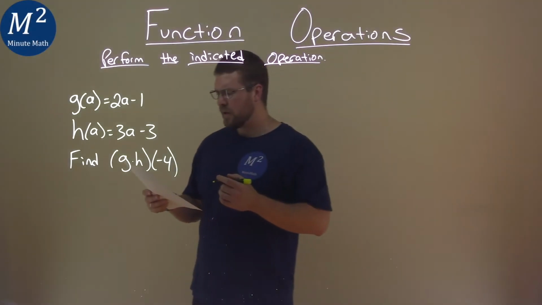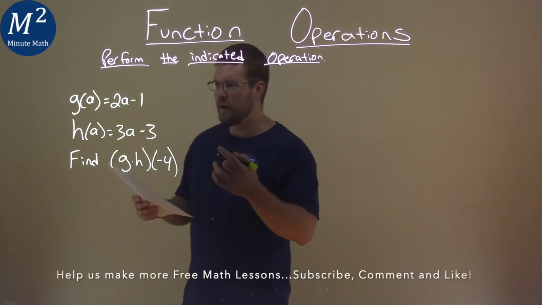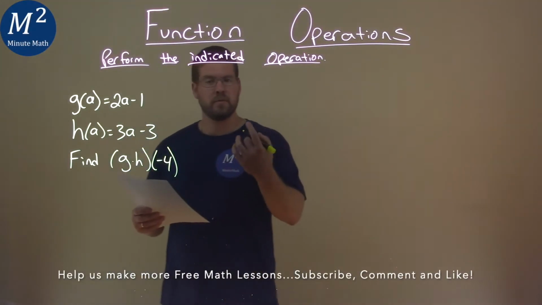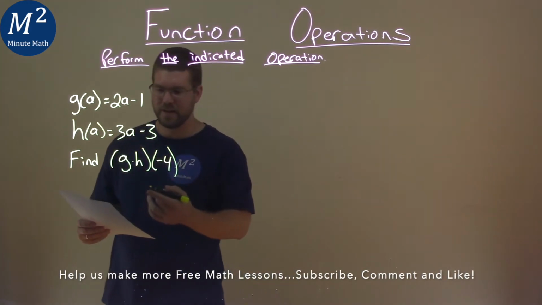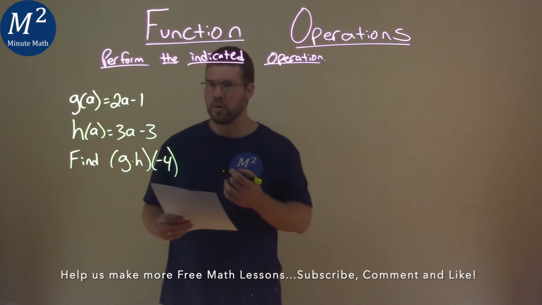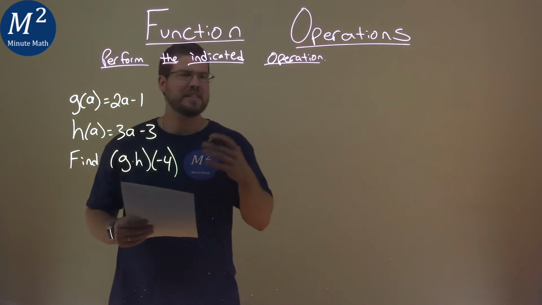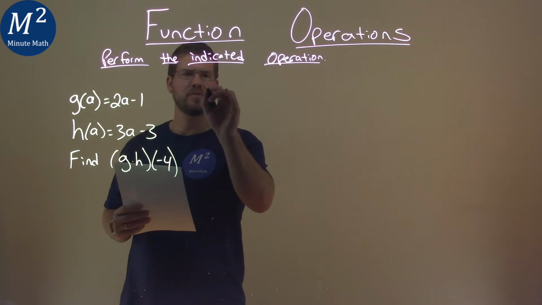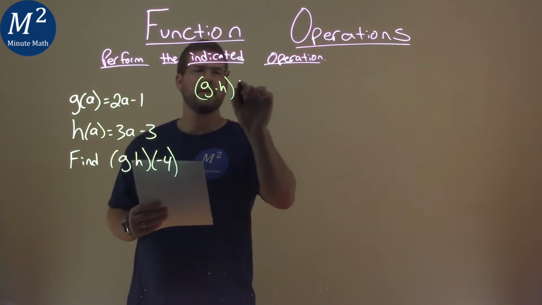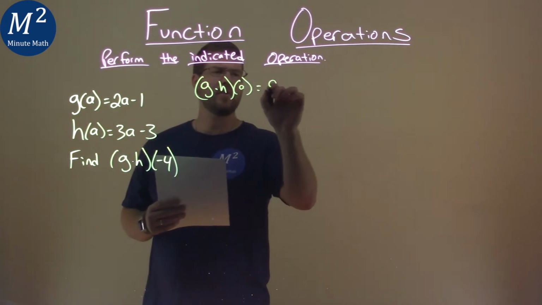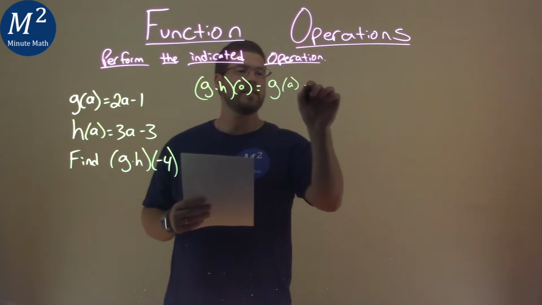We're given this problem right here. G of a equals 2a minus 1. H of a equals 3a minus 3. And we want to find g times h of negative 4. Well, first thing I want to do is find what's g times h of a. So g times h of a here is g of a times h of a.